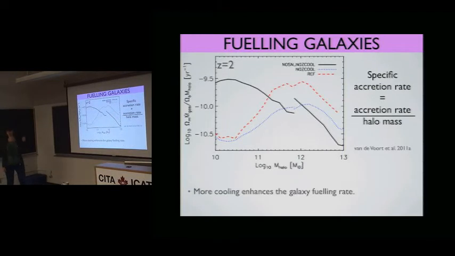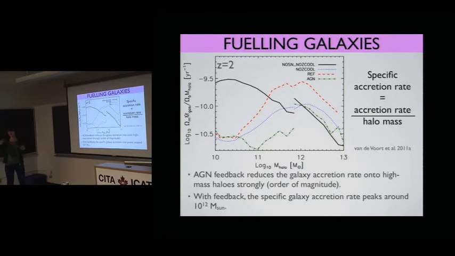In this case, cooling is important, so if we add metal line cooling, it increases the galaxy accretion rate by a factor of 2 for most halo masses. So it actually makes the problem that we have, that too many stars form, worse, but because we know that there are metals and they will be cooling, we have to add it, so it makes our lives more difficult. But now adding AGN feedback again decreases the galaxy accretion rate also by up to an order of magnitude.